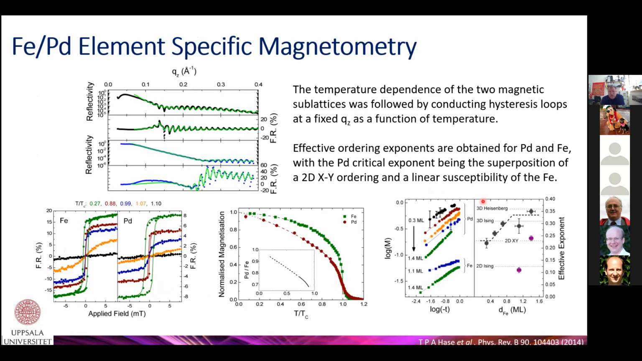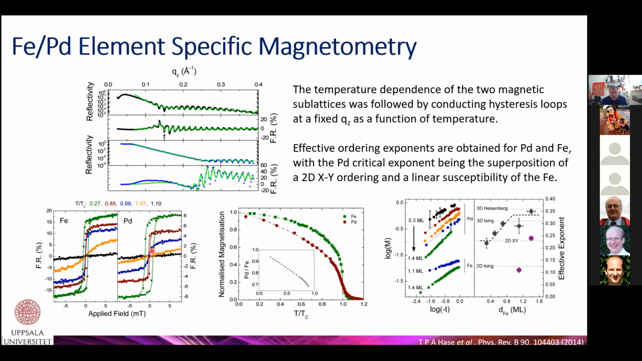You can also do element-specific magnetometry. So this is looking at the same reflectivity that we just saw, but you find a Q value somewhere over here where we have a large signal. And instead of looking at the Z dependence, we look at the field dependence, and we can plot out how the iron is behaving and how the palladium is behaving. And we did that as a function of temperature to explore magnetic ordering and critical behavior in these systems.